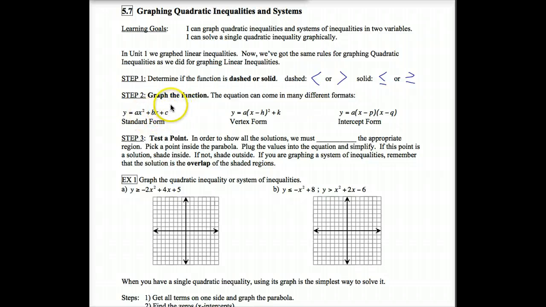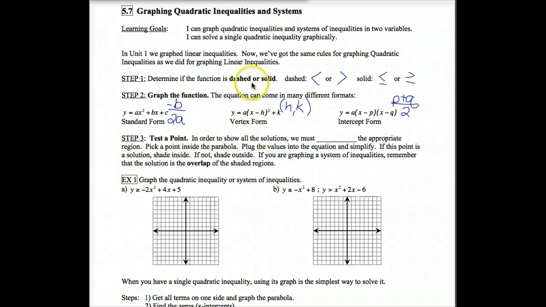Just for a quick reminder, in standard form, we find the vertex by doing opposite of b over 2a. In vertex form, the vertex is at (h, k), so we change the sign for the x value, we keep it for the y. In intercept form, you do (p plus q) divided by 2 to find the x coordinate of the vertex, and then plug in to get the y.